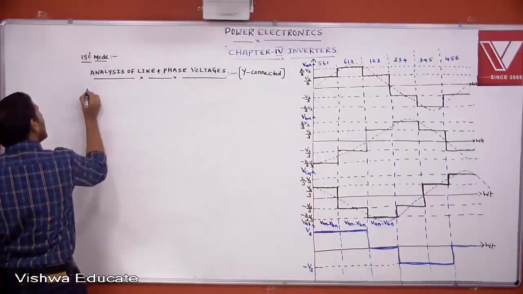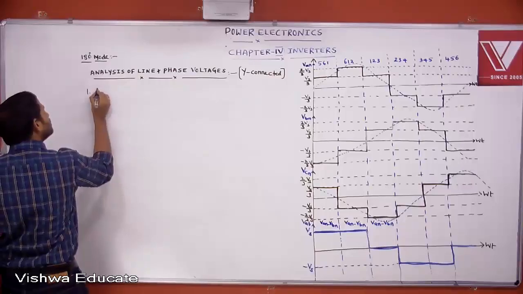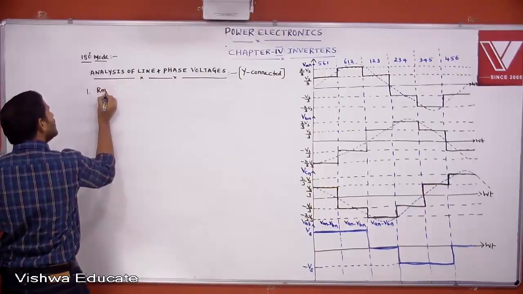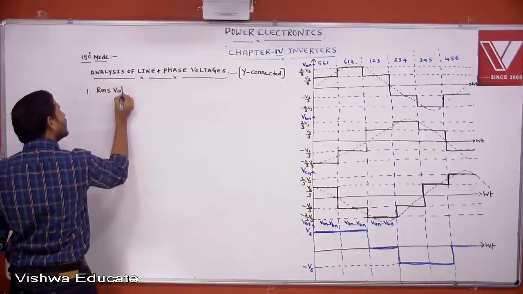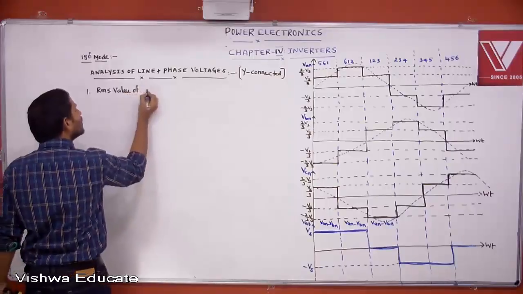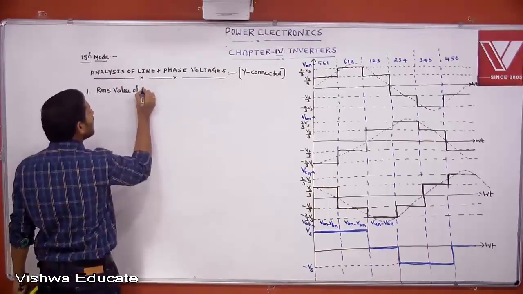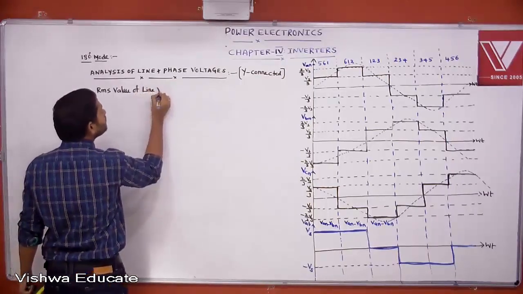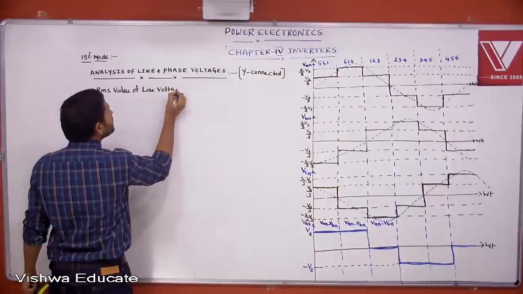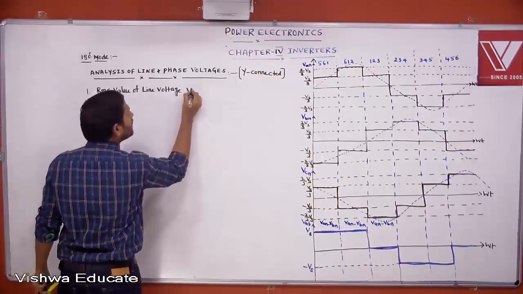First, RMS value of line voltage. All of you note down. RMS value of line voltage, VL equal to.